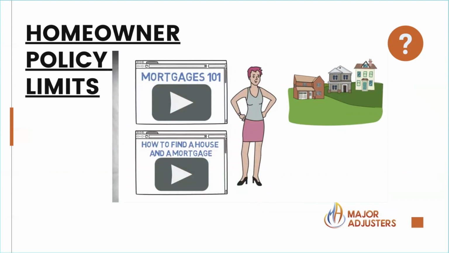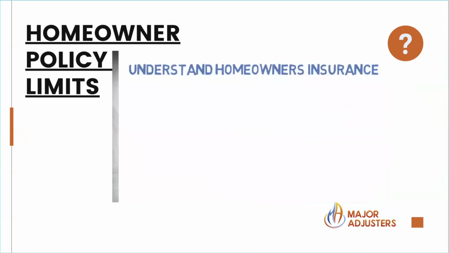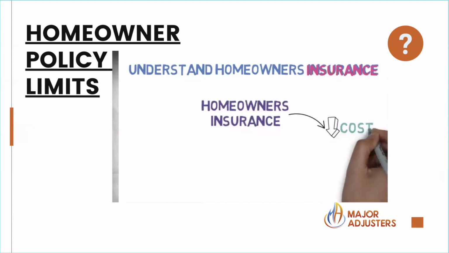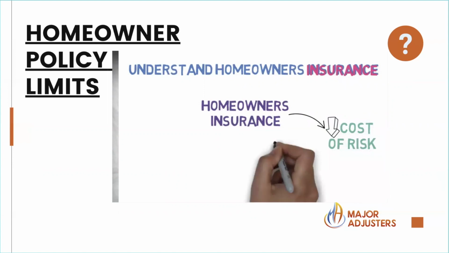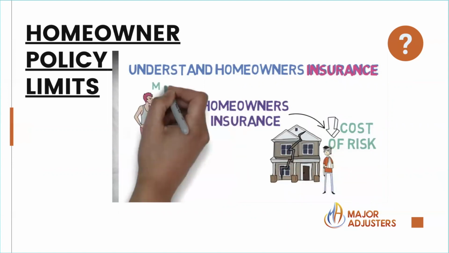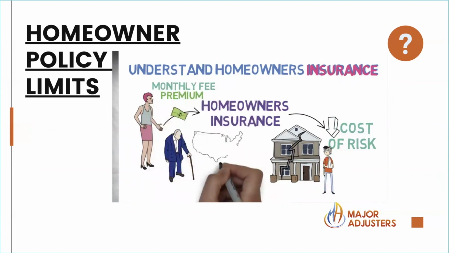However, she still has no idea how to get homeowners insurance. What should she do? Well, her first step is simple. Before she can buy homeowners insurance, she'll need to understand it. So let's start there. Like most types of insurance, homeowners insurance reduces the costs associated with a risk, in this case the risk of your house being damaged or someone being injured on your property, in return for a monthly fee called a premium, which is based on everything from your home's age to its location.